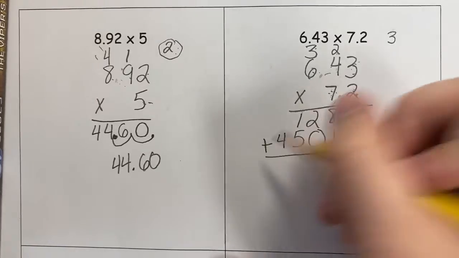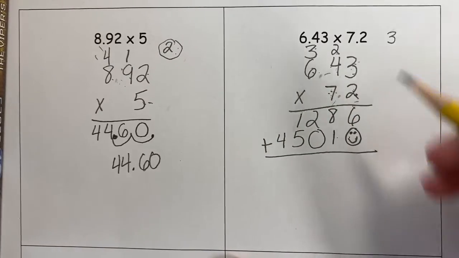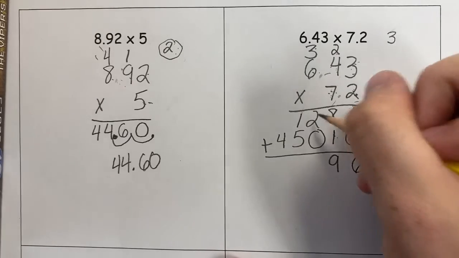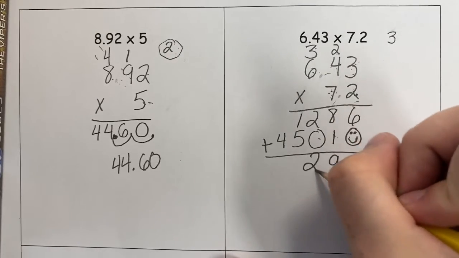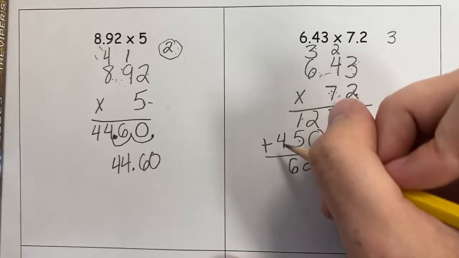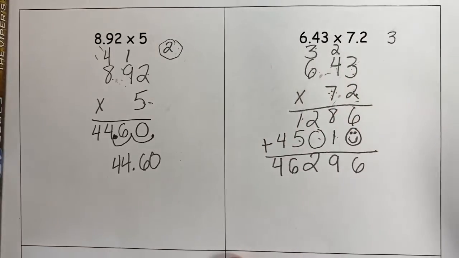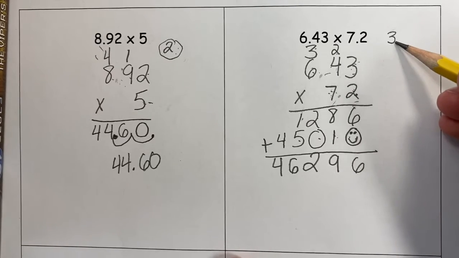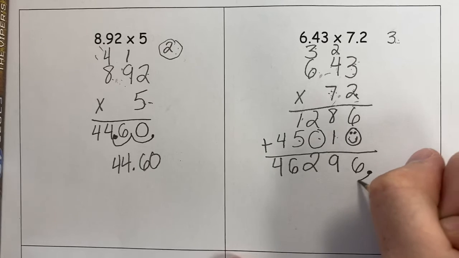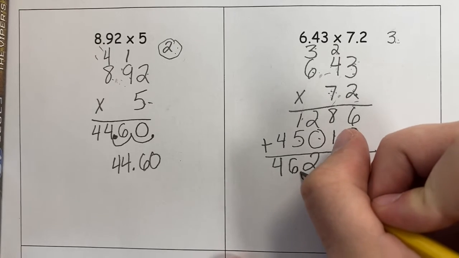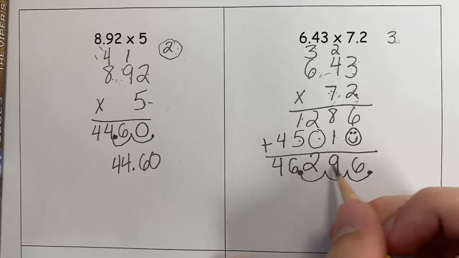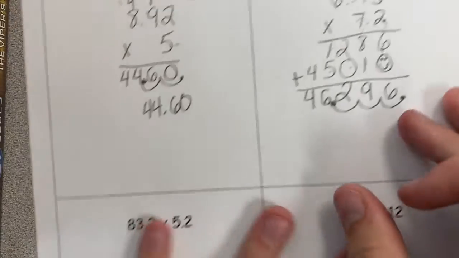Then lastly, I just add them. 6 plus 0 is 6. 8 plus 1 is 9. 2 plus 0 is 2. 1 plus 5 is 6. And 4 plus nothing is 4. Lastly, I need to make sure I end with 3 numbers behind my decimal. So I'm going to put the decimal on the right of the 6, and I'll swoop it 1, 2, 3 times to get 46 and 296/1000ths.